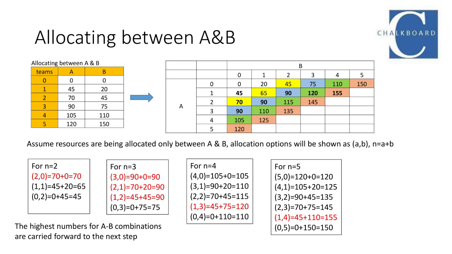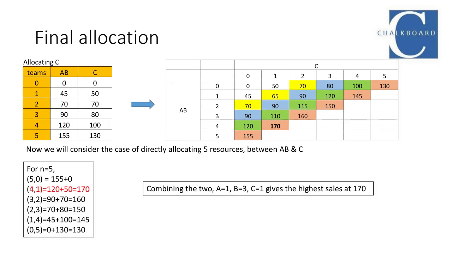For each of the options, that is assuming we had 1, 2, 3, 4, or 5 people to deploy, we make a note of the maximum sales possible in territories A and B. In the next stage, the comparison is with the combined best of A and B versus C, and we basically look at just the case where a total of 5 people are deployed.